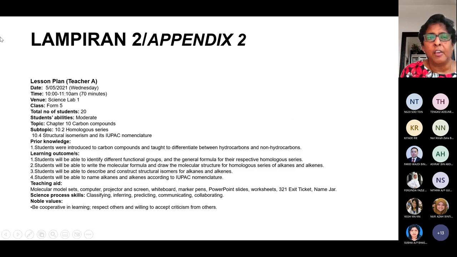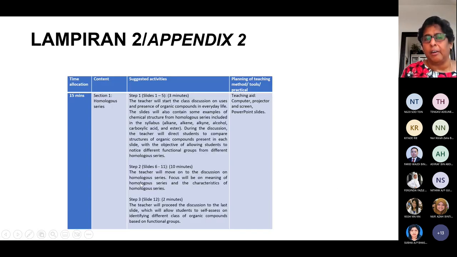So I gave the lesson plan, with the learning outcomes and how the teacher planned to carry it out. The teacher will start the class discussion on the presence of organic compounds in everyday life, and the slides will contain some examples. It is there, but yet it's not there. So within 5 slides, you need to show all this. You need to show something about organic compounds, but you can choose whatever you want.